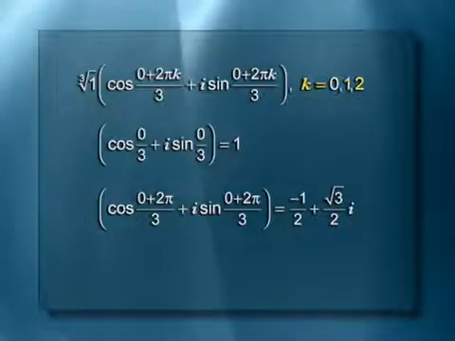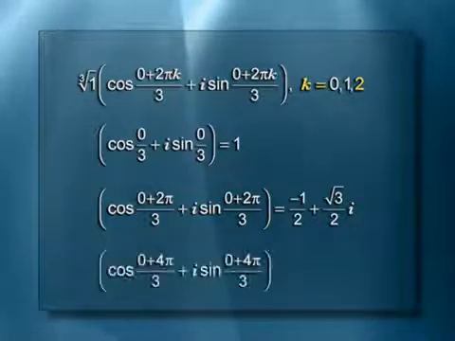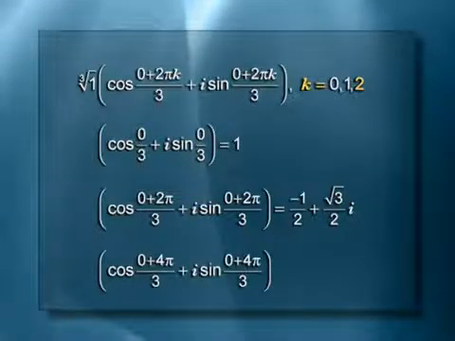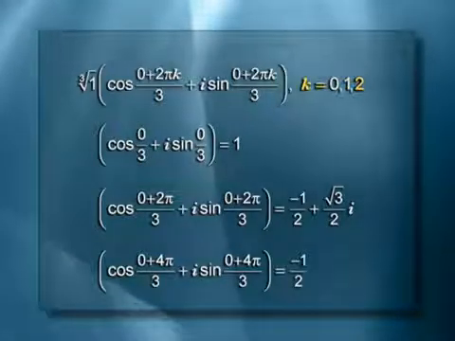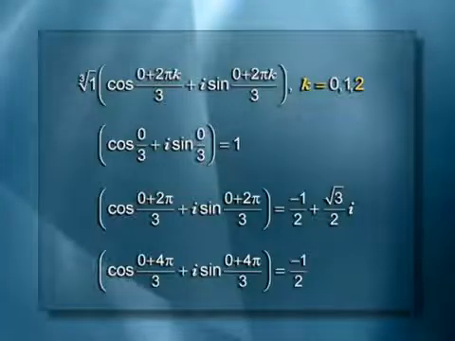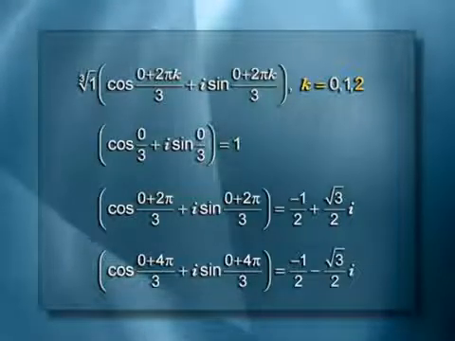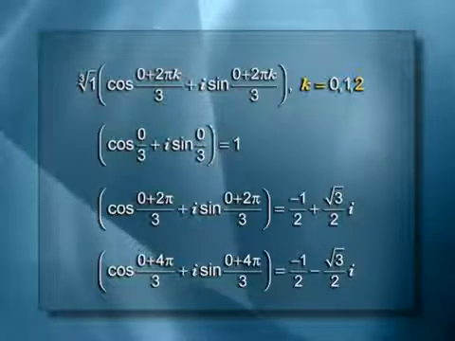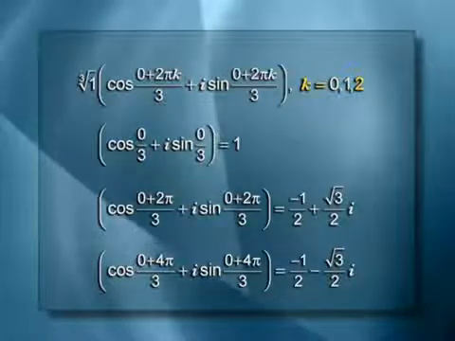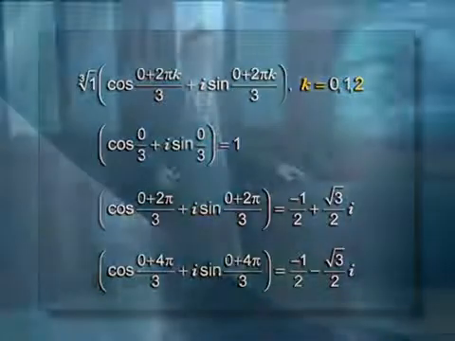What's the third one? Well, now k is 2, so it's 0 plus 4 pi over 3, and that's cosine 4 pi over 3, which is also minus 1/2, but sine 4 pi over 3 is minus square root of 3 over 2. So the third cube root is minus 1/2 minus square root of 3 over 2 i.